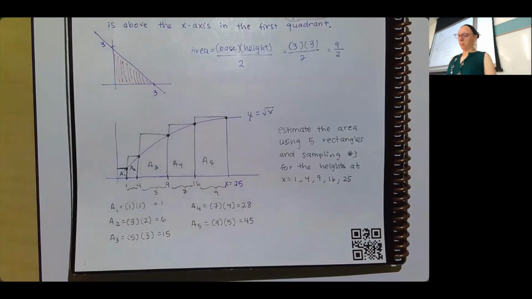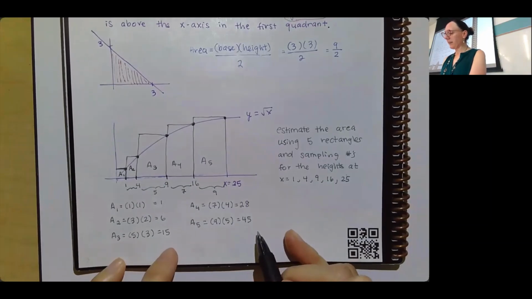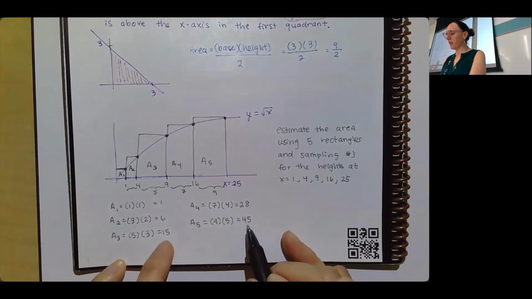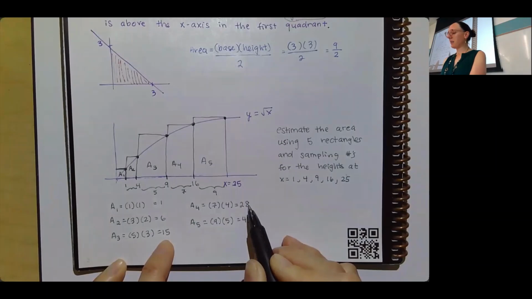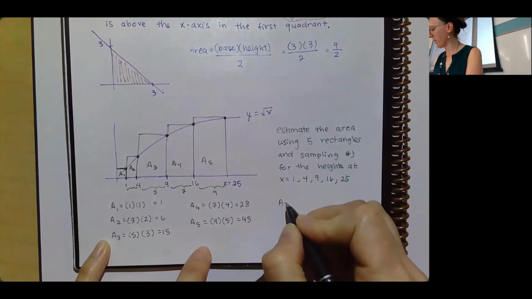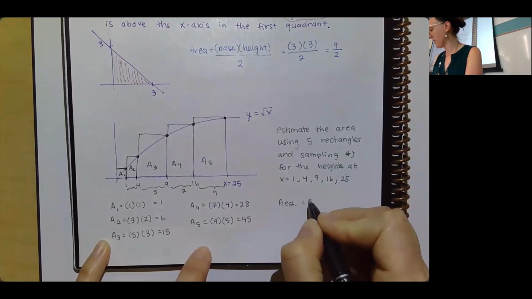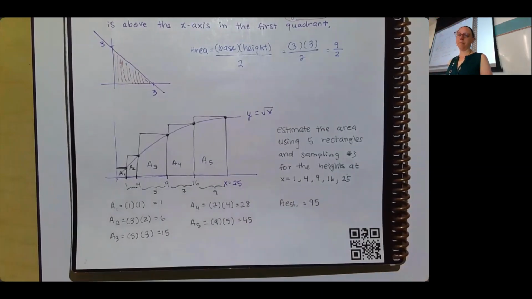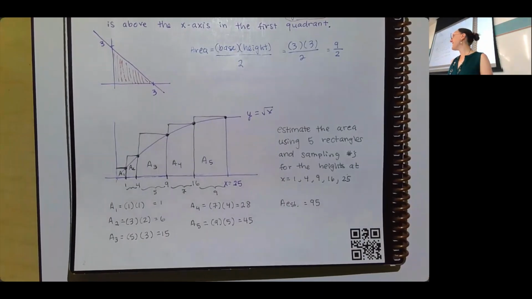And if we add all of those up, let's see, 45 and 15, that's 60. Now I'm at 88, 89, 95. So I think our area estimate is 95. Did we have other choices for how to break up those rectangles? Heck yeah, we did. But I chose convenient numbers because I had a square root of x.